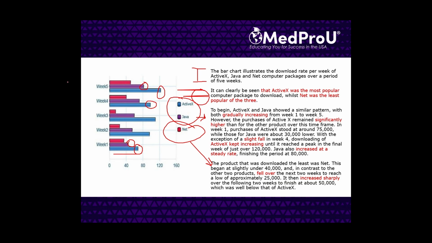Okay. So next, the product that was downloaded the least was Net. This began slightly under 40,000. So we talk about the first week. Okay. In the next 2 weeks, it reached a low of 25,000. So we talk about week 3 because it's significant. This one is the lowest. Okay. And then it increased sharply to about 50,000.